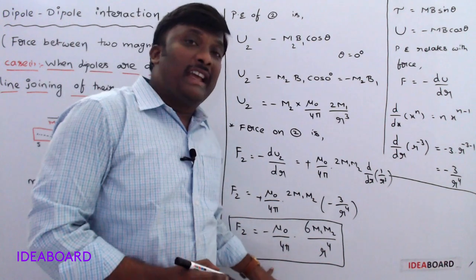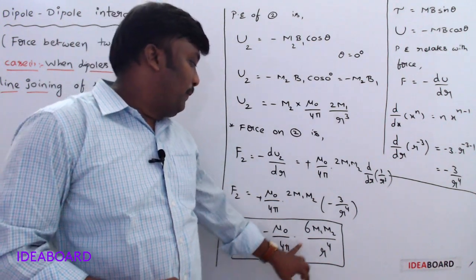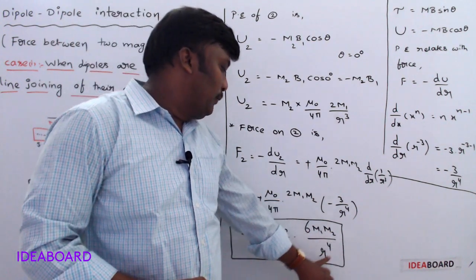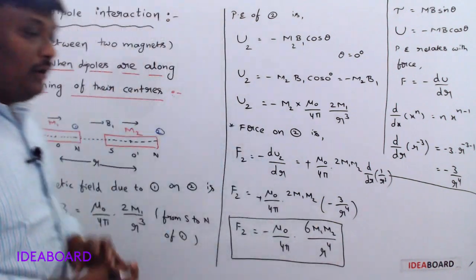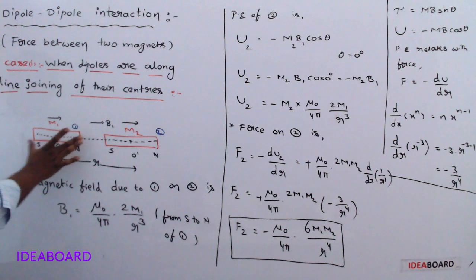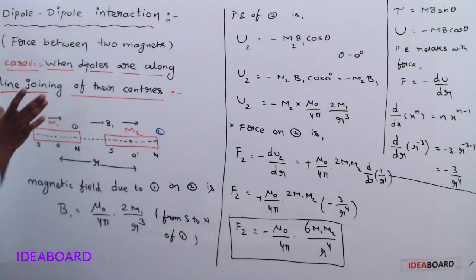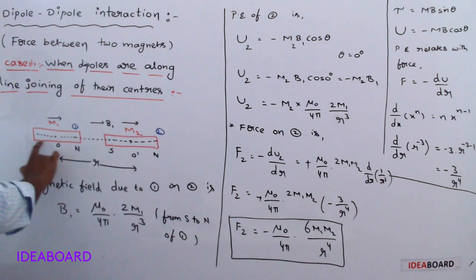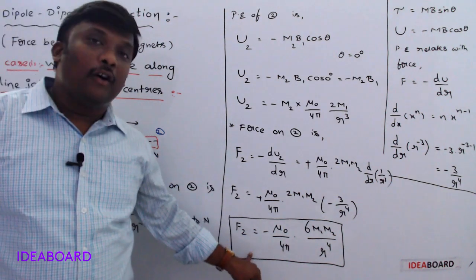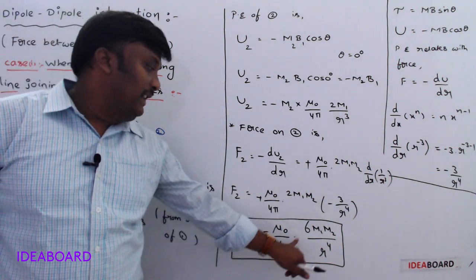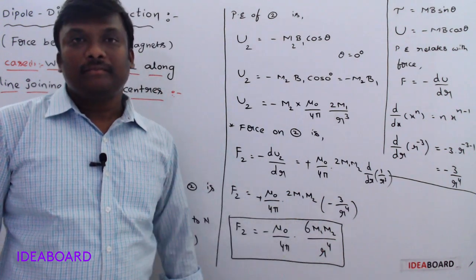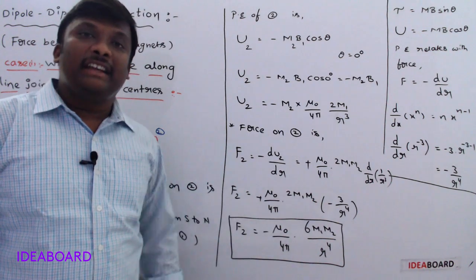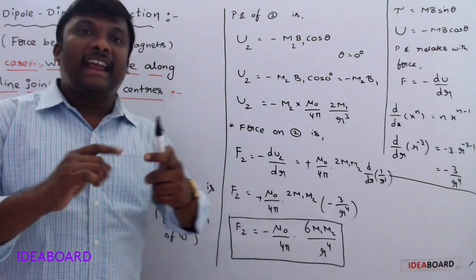So how much force is acting? Minus mu naught by 4 pi 6 m1 m2 by r power 4. Clear? So whenever two magnets are placed along the line joining their centers, then the force is how much? Mu naught by 4 pi 6 m1 m2 by r power 4. Clear? Here the negative sign indicates the force is attractive.